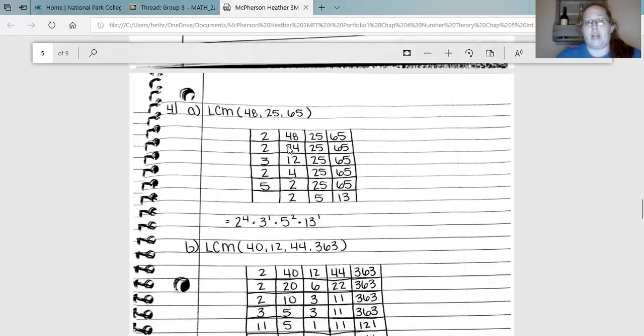Well, 2 goes into 48 24 times, but 2 doesn't go into 25 or 65, so you'll just continue to bring those down until you're done with your 2. Well, 2 goes into 24 12 times, and again, bring that 25 and 65 down. Now 3 can go into 12, so instead of doing 2 into 6, because you're still going to get a 3, I just went up and did a 3 into 12. Well, you get 4. Well, 3 also doesn't go into 25 or 65, so you continue to bring those down.